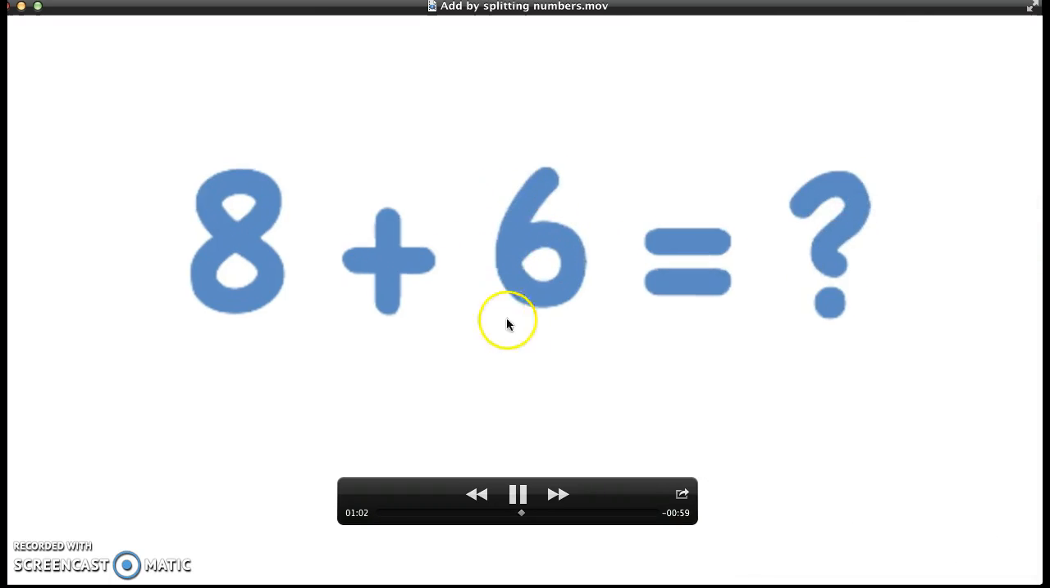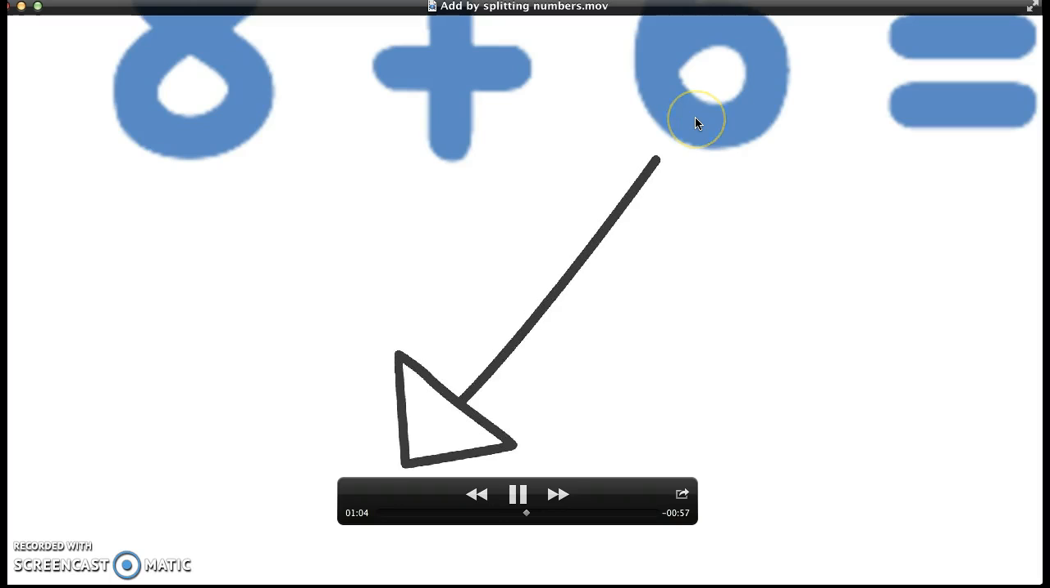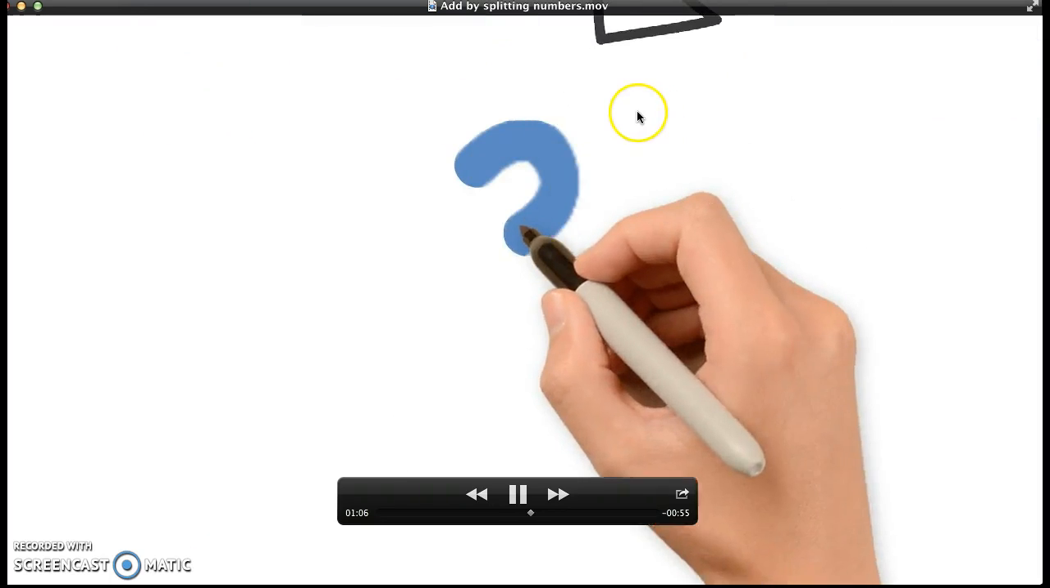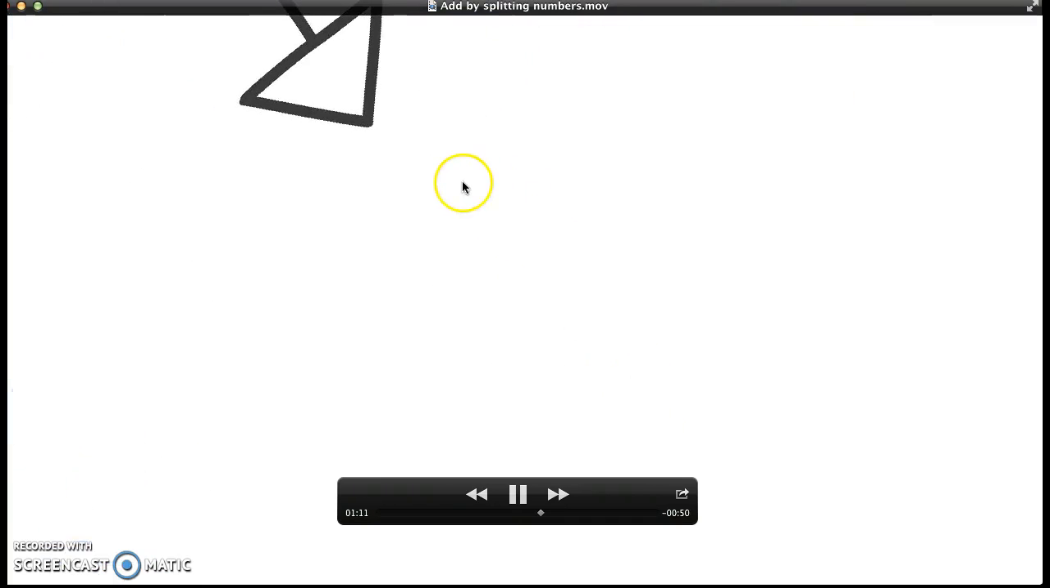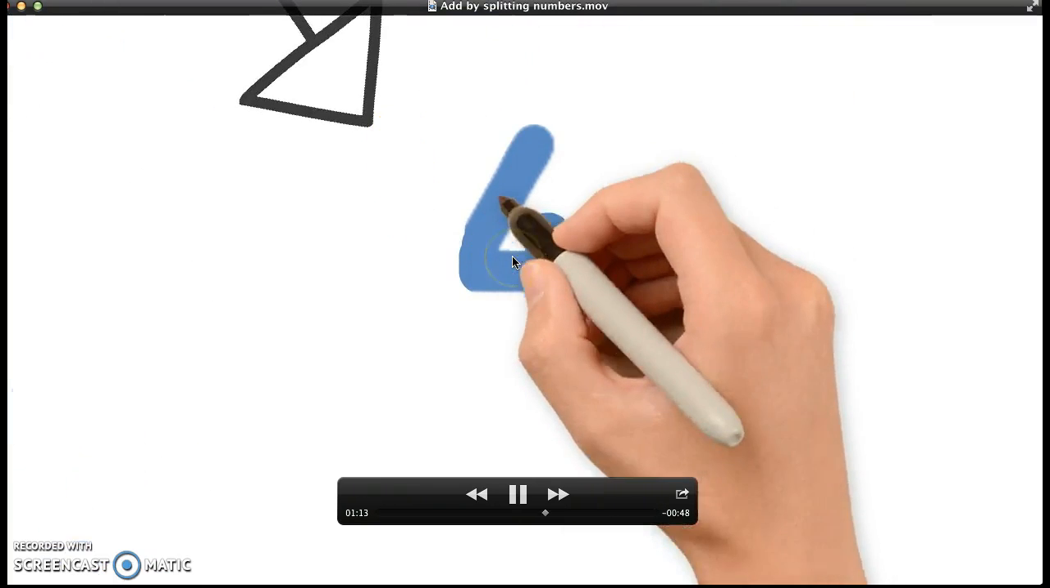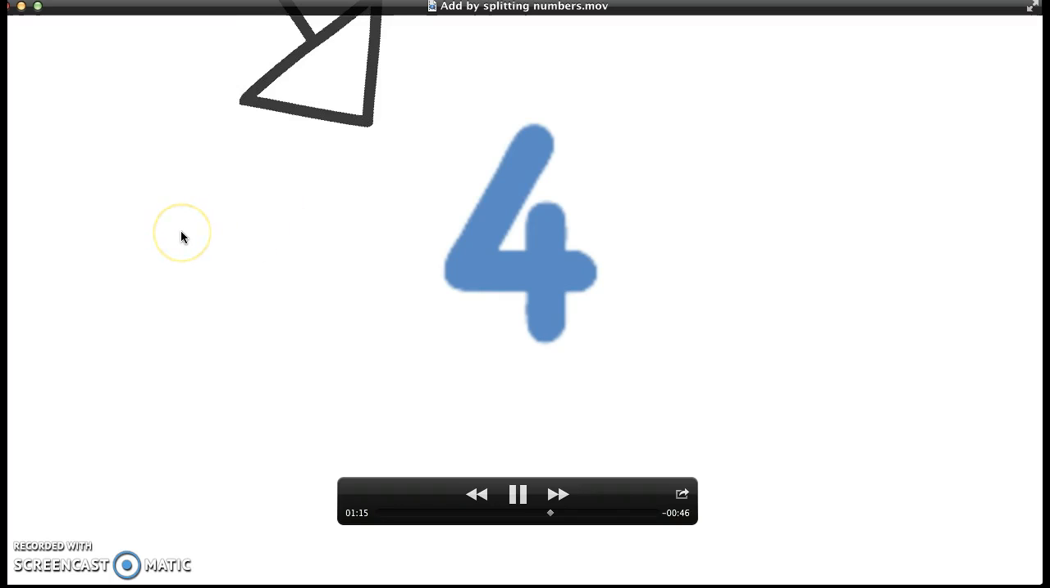We are going to split the second number. We're going to split the 6. And we are going to get a 2 out of that 6. And then that's going to leave us with a 4. Because we also know that 2 plus 4 makes 6.